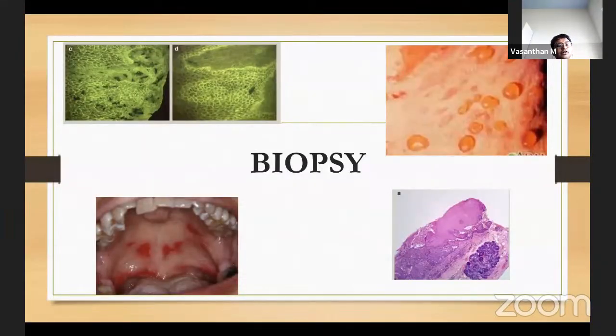Biopsy should be taken only from the perilesional site, and should not be taken directly from the lesion, because we would only observe a non-specific, reactive type of inflammation.